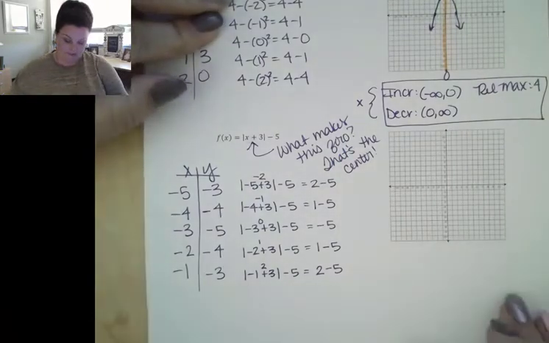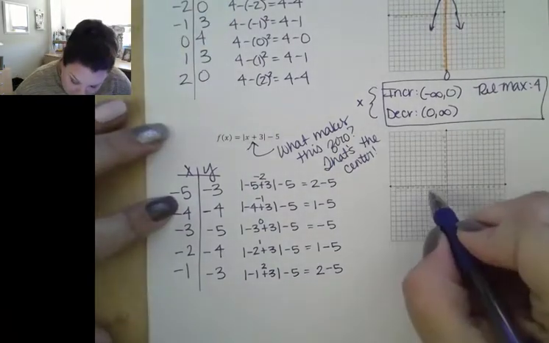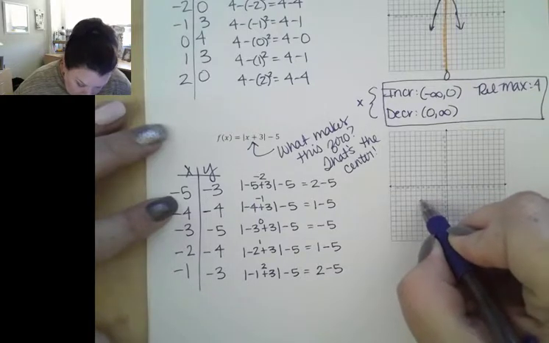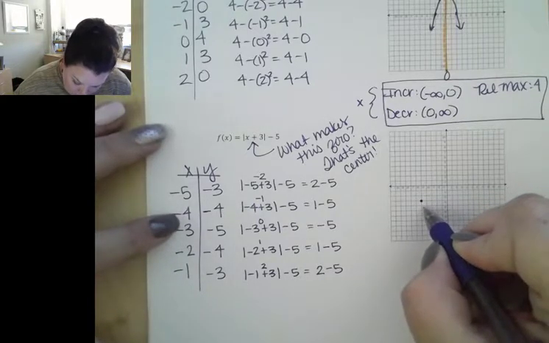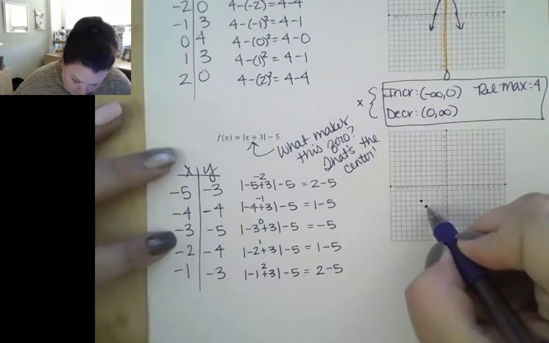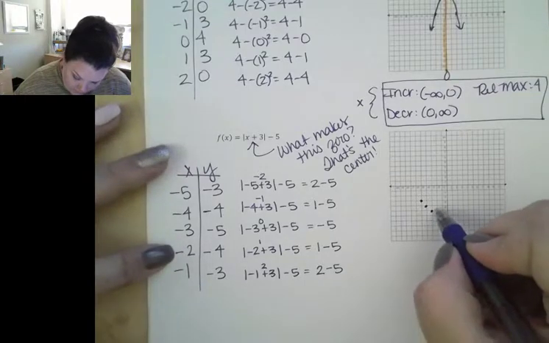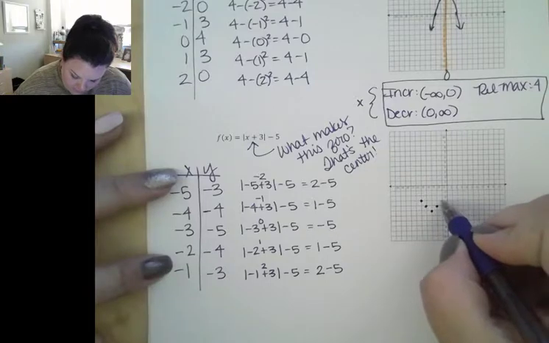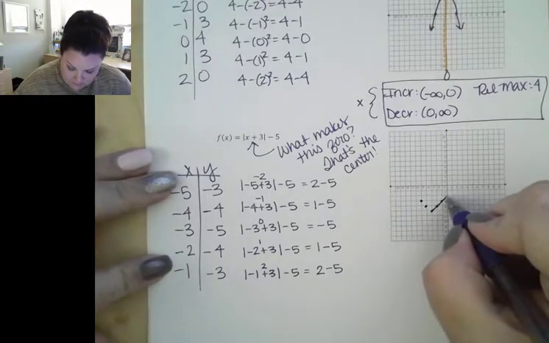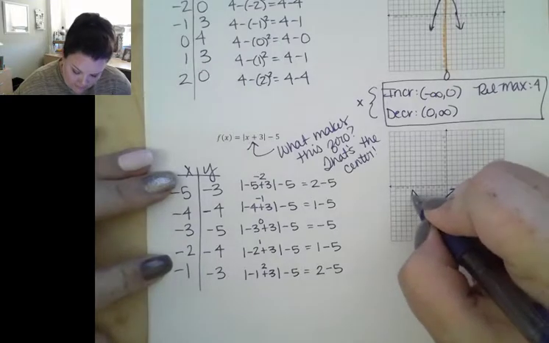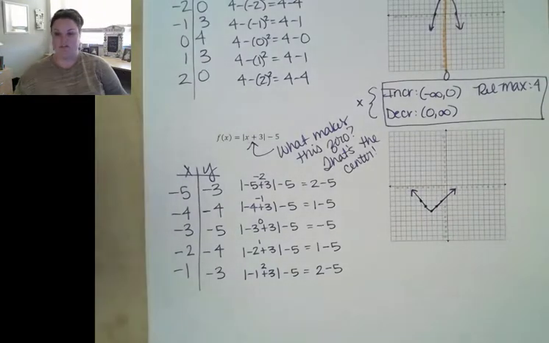V shape. Okay, so at -5, we're down at -3. At -4, we are at -4. At -3, we're at -5. At -2, we're back up at -4. And at -1, we're back up at -3. So when I connect my dots, I should have a nice V shape.